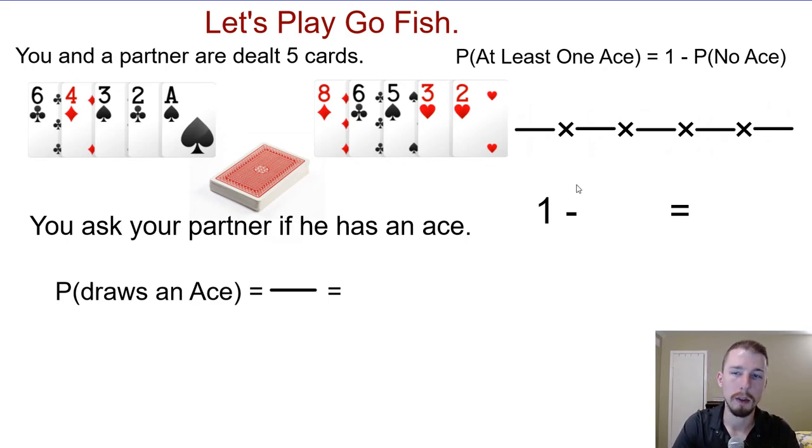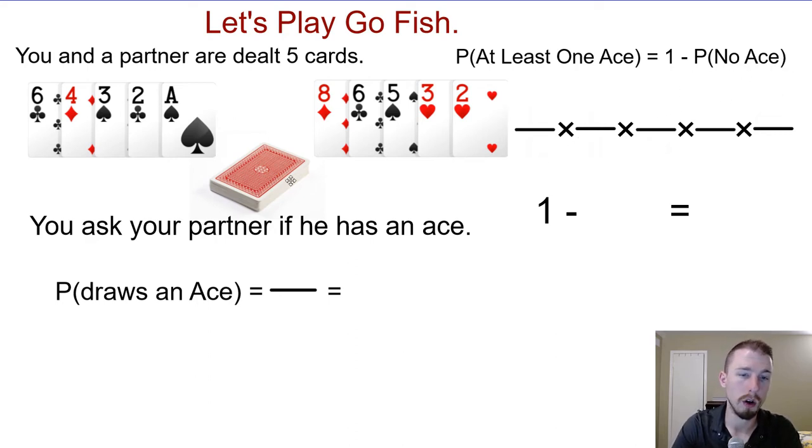So the best way to do this is not to say the probability they have 1 ace and then find the probability they have 2 or the probability of 3, because then you have all the combinations. The best way to do it when you see at least one or at least once is to find the complement. So find the probability that they don't have an ace at all. Then we're going to subtract that from 1. So 1 minus the probability they don't have an ace.